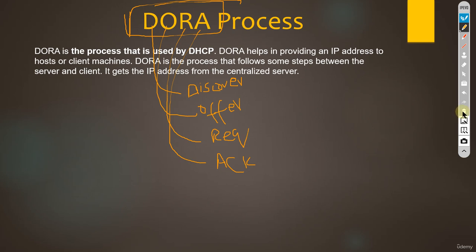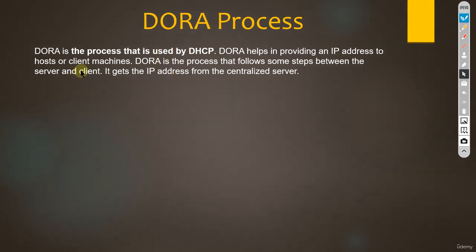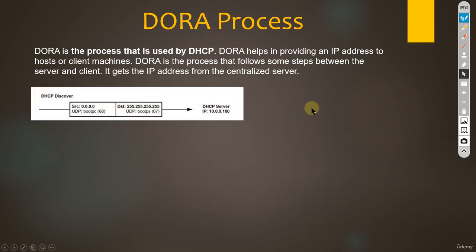So by definition, DORA is a process that is used by DHCP or the DHCP server. DORA helps in providing an IP address to the host or client machine. DORA is the process that follows some steps between the server and client. It gets the IP address from the centralized server. So what are those processes? This is what happens behind the scenes.